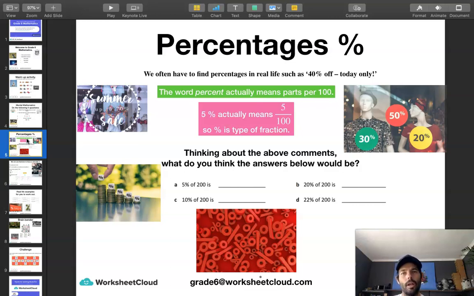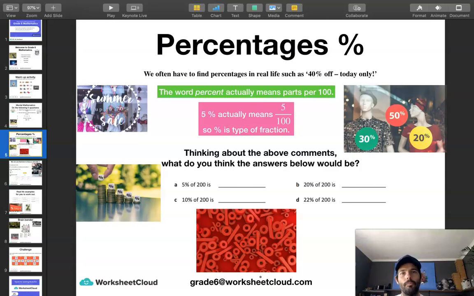So percentage in real life, I've put some pictures on the screen. You guys might go shopping and there might be a sale at the shop. You need to work out what is the new price of the item you want to purchase. And to be able to do that, it's going to make your life a lot easier to see if you can buy something or if you can't.